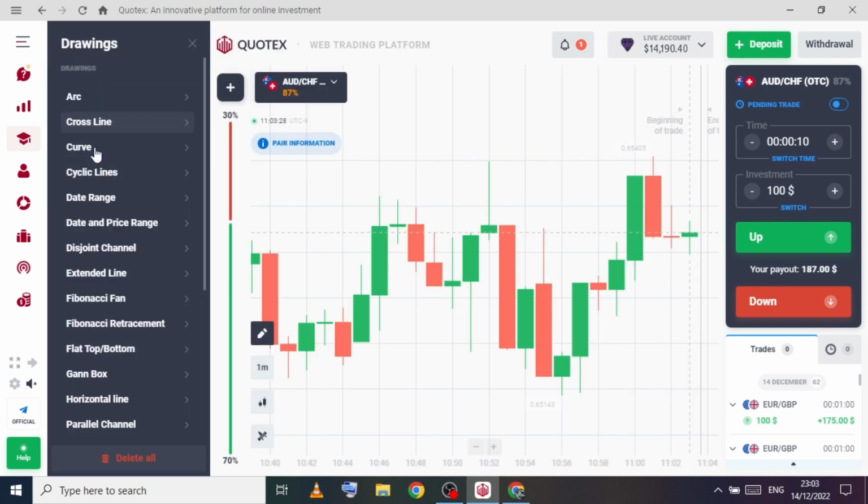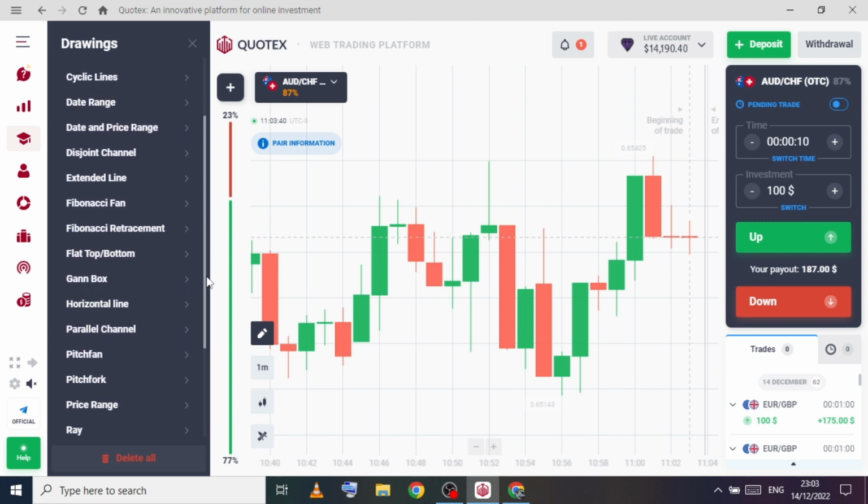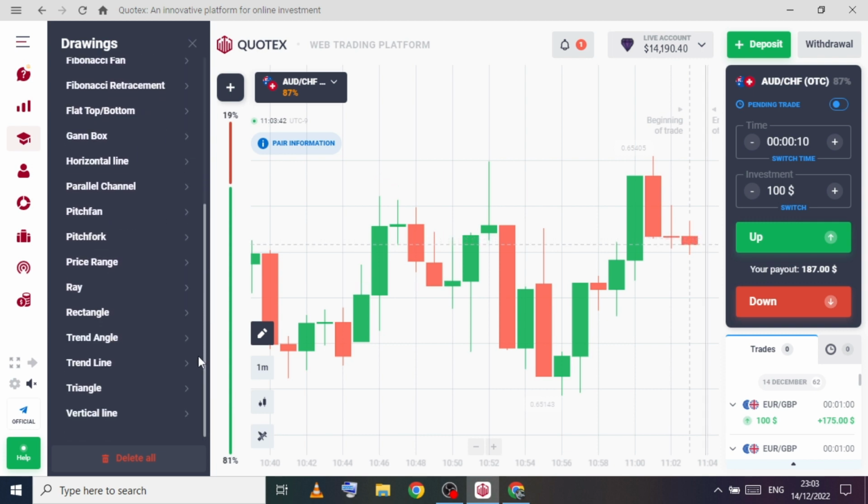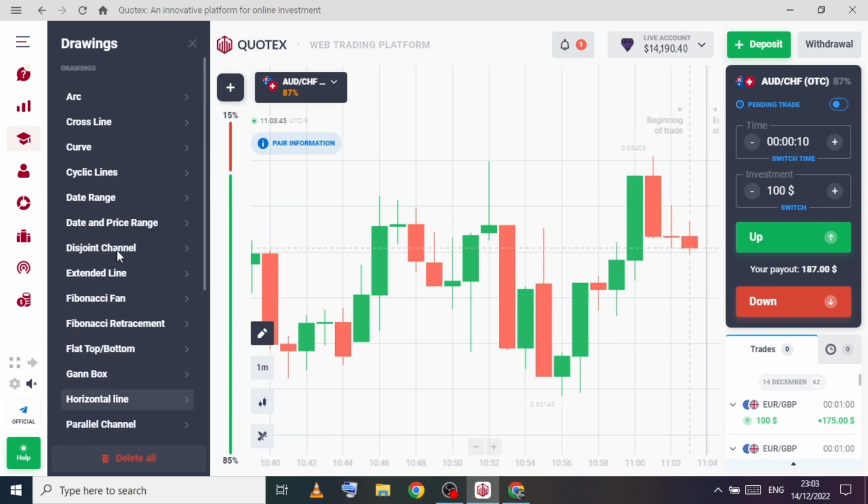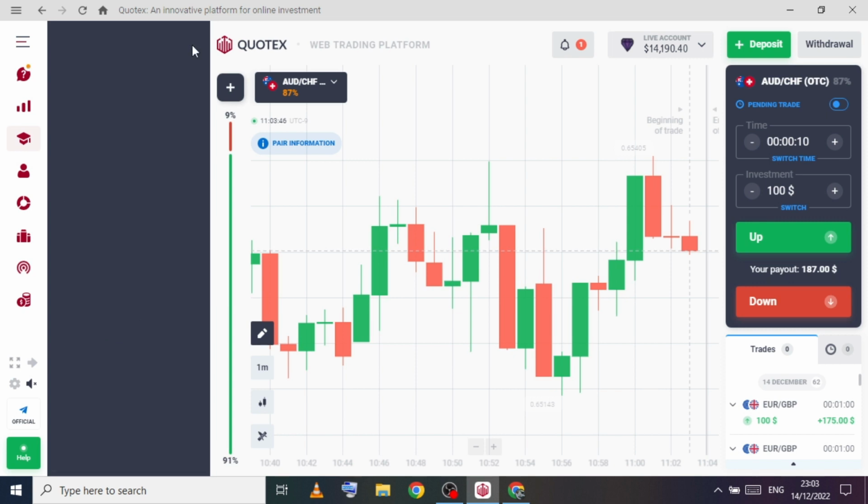All right, so we have the horizontal line, extended line. Actually, this is where you can find all those trend lines and a couple of tools. There are so many tools, as you can see. We can go through all of them.